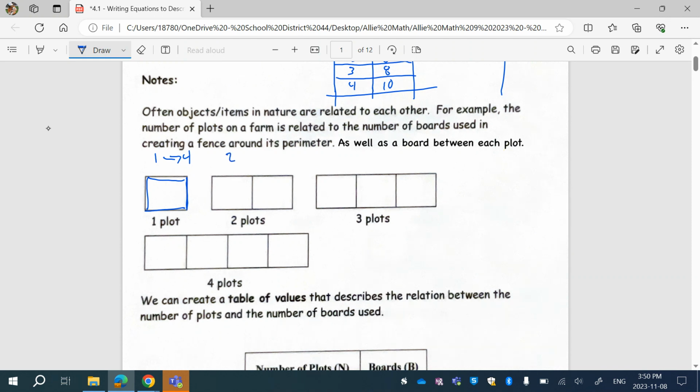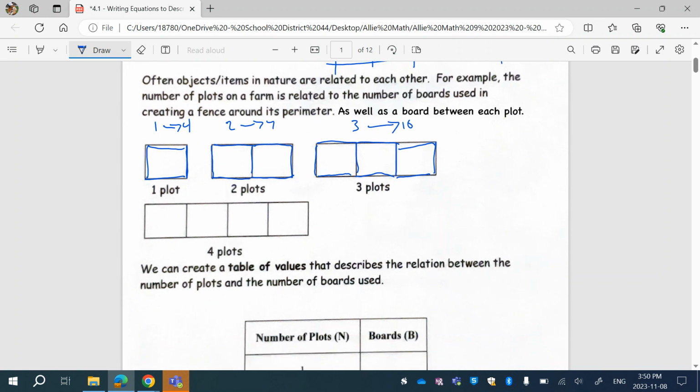For 2 plots, let's count the boards. We would have 1, 2, 3, 4, 5, 6, 7. So for 2 plots, we would have 7 boards. For 3 plots, we would have 1, 2, 3, 4, 5, 6, 7, 8, 9, 10. For 4 plots, we would have 1, 2, 3, 4, 5, 6, 7, 8, 9, 10, 11, 12, 13.